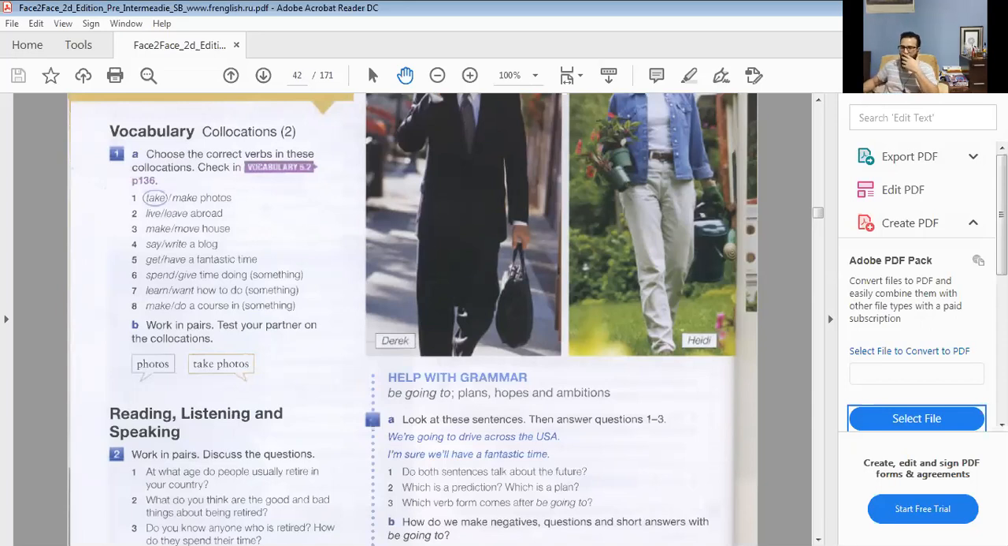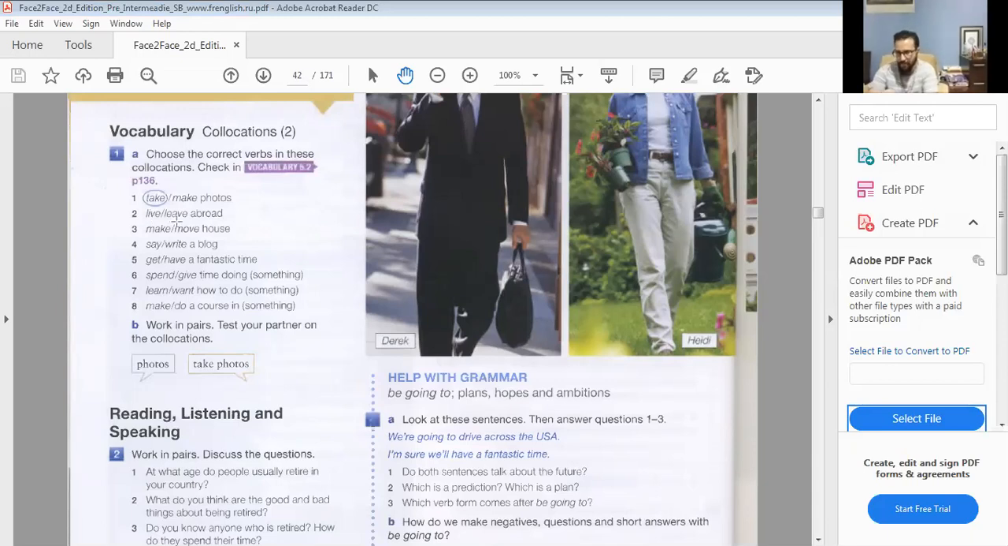All right, so let's start. I'd like you to make the correct choice here because I need you to choose the correct verb. And I'm going to underline the verb you choose. It says here, choose the correct verbs in these collocations. The first one is take photos. Number 2 is live abroad or leave abroad. Which one do you think is the right one? I think live abroad. Live, not leave.